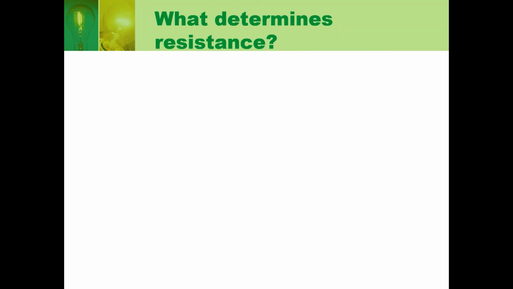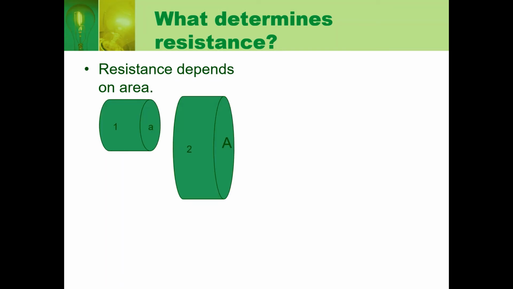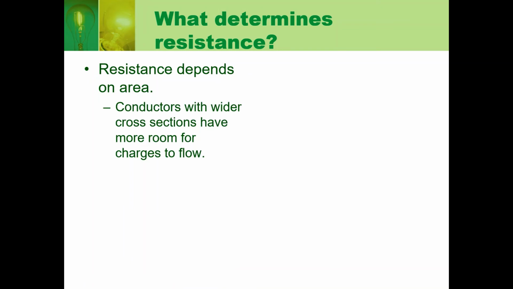The resistance of a conductor depends principally on three things. The first is the cross-sectional area of the conductor. Consider conductors 1 and 2. Now, if I place a potential difference across 1 and the same potential difference across 2, it's like 2 has more paths for current to follow than 1 does because it has a wider area. Therefore, the resistance of conductor 2 would be less than the resistance of conductor 1.